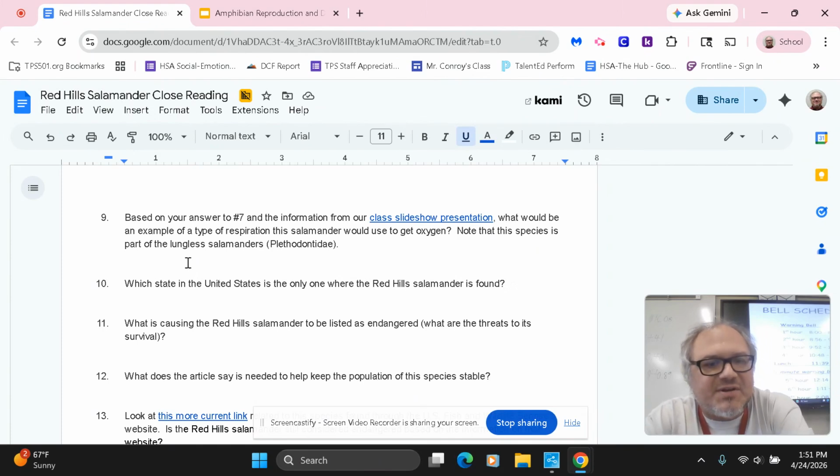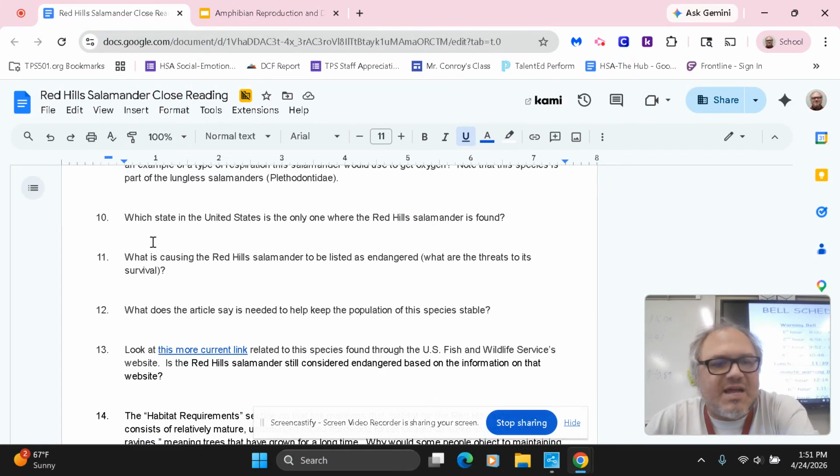Number 9, based on your answer to number 7 and the information from our class slideshow presentation, what would be an example of a type of respiration the salamander would use to get oxygen? Note that this species is part of the lungless salamanders, Plethodontidae, so keep that in mind. That should help point you toward a specific type of respiration. Number 10, which state in the United States is the only one where the Red Hills salamander is found? Look at the maps within the article. It's pretty clear from that part as well as the text.